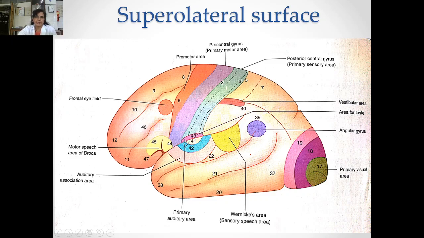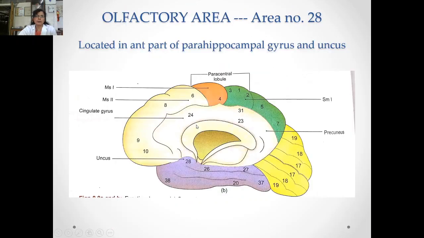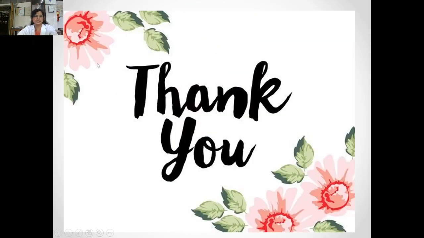Then the auditory area, present in the temporal lobe, that is areas 41, 42 and 22. Motor speech area, present in the inferior frontal gyrus, in the pars triangularis and pars opercularis, that is areas 44 and 45. Then the frontal eye field, present in the middle frontal gyrus, that is area number 8, and the sensory speech area, and the taste area, that is area number 43, present at the lower end of the postcentral gyrus. So this is about the various functional areas of the cerebral cortex.